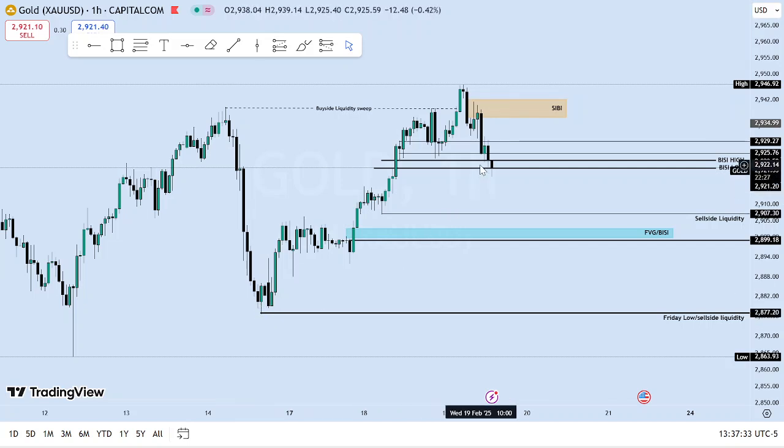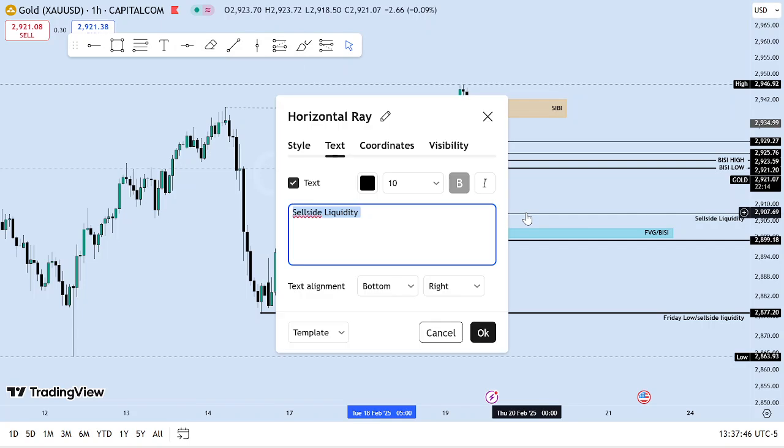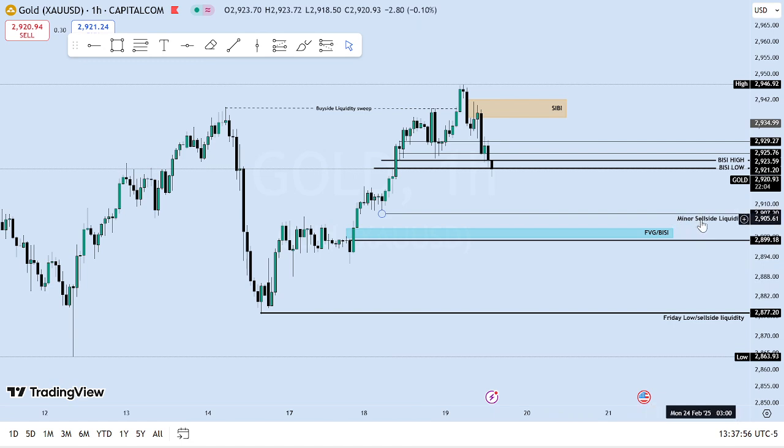It will take time before price delivers here. It might be tomorrow or today is Wednesday. So going to Thursday, Friday, we like to see price first. This is the minor sell side liquidity, which you will look at first to take your profit. Minor sell side liquidity. Here is your first take profit, this is a sell side liquidity.